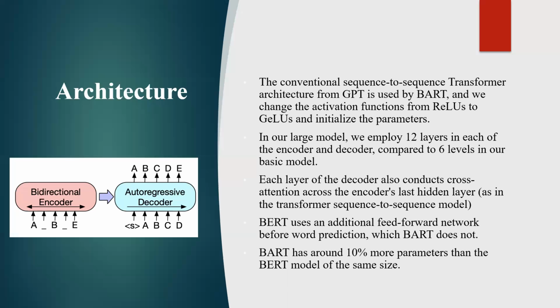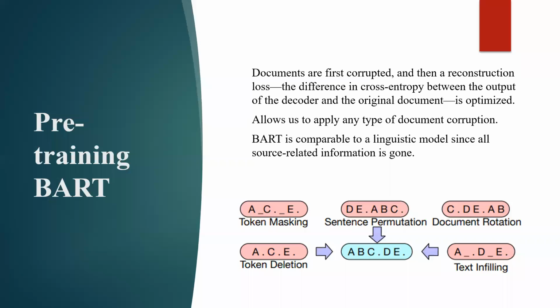So let's look at this screenshot of the bidirectional encoder and then the autoregressive decoder, where it decodes the values into the exact form and makes an understanding of the sequence of text that we are passing through. Pre-training BART.